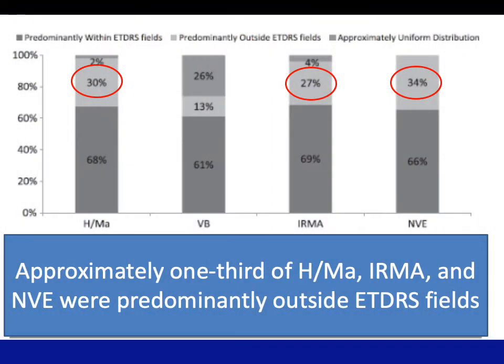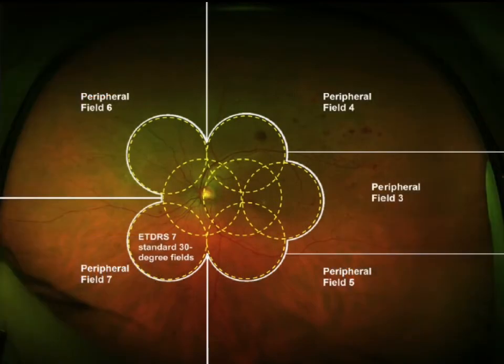Highlight this: around 1/3 of HMAs, ERMAs, and new vascularizations were present outside the standard ETDRS fields, meaning that they weren't detected using the regular TopCon and standard ETDRS. So this is just to highlight the idea. Now, this is ETDRS field 3, and this is the extended or peripheral field 3.